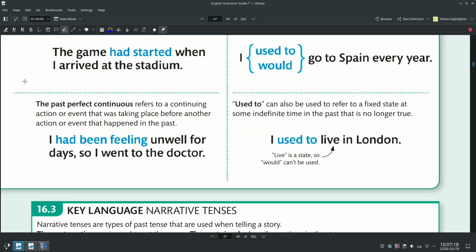I had been feeling unwell for days, so I went to the doctor. Used to can also be used to refer to a fixed state at some indefinite time in the past that is no longer true. I used to live in London. Live is a state, so would cannot be used.